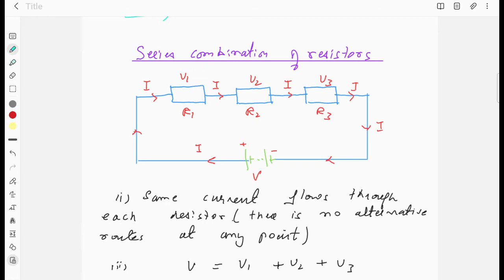Series combination of resistors. You can see three resistors, R1, R2, R3, connected in series, and all three are connected through a battery of V volts. Current always flows from positive to negative, and this current is conventional current. Actual current flows from negative to positive, but in physics you always take conventional current, which flows from positive to negative.